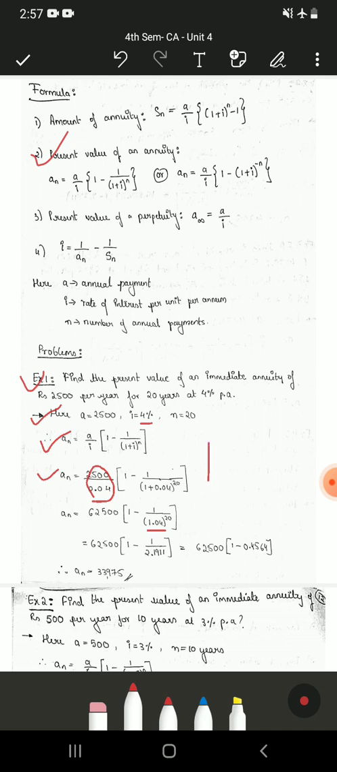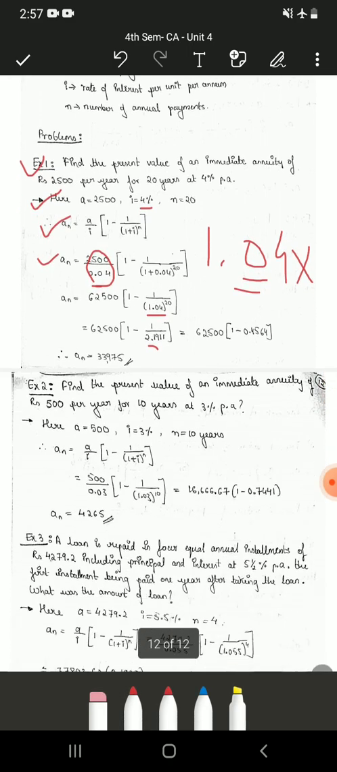So for this, type 1.04 in your calculator, then press the multiplication symbol and equal to symbol 19 times. You will get the answer of 1.04 whole raised to 20, which is 2.1911. So then simplify, you will get An as 33,975. So that is the present value.